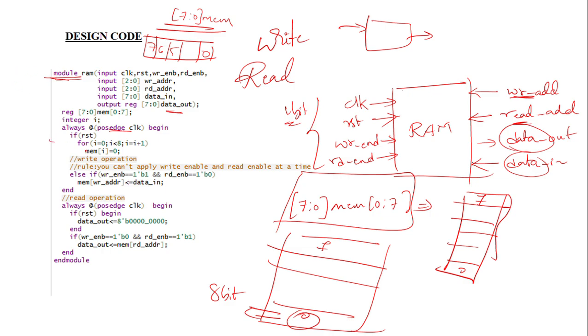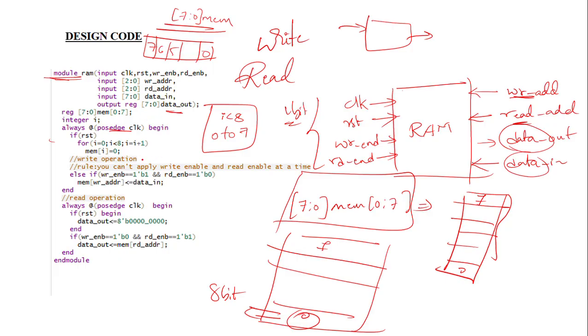So begin. If reset, what will happen? The memory is going to be in the reset condition, meaning whatever data is inside the memory will become 0. So for i equal to 0, up to how many memory locations do we have? We have 8 memory locations, so for all the locations the data will be completely 0. That's why i less than 8 means 0 to 7. i equal to i plus 1 means every time it increments, and whenever this condition is false, it is out of the loop. So if reset, the whole memory should be 0.